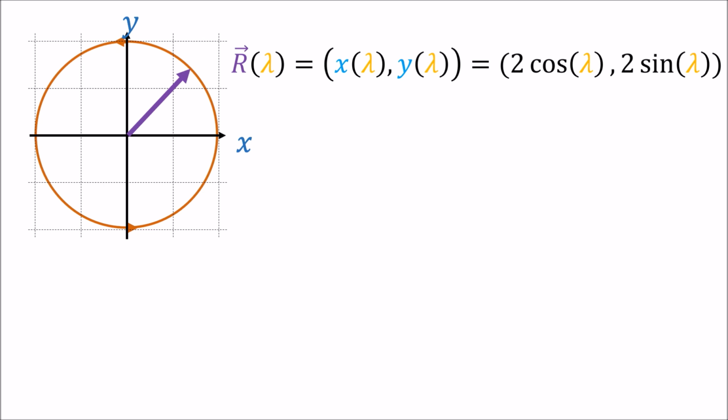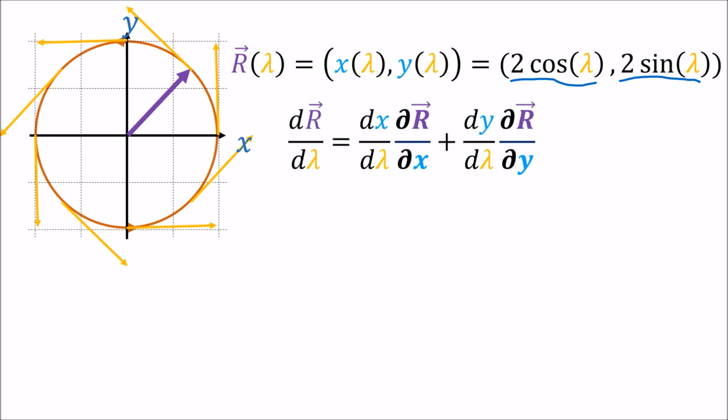So we'll take a look at this example of a circular curve where the x-coordinate of the curve is given by the function 2 cosine lambda, and the y-coordinate of the curve is given by the function 2 sine of lambda. So this curve is just a circle of radius 2 centered at the origin. And the vector field given by this curve is made up of these tangent vectors here. So we can expand out this vector field dr by d lambda using the chain rule. And what we want are these components here.